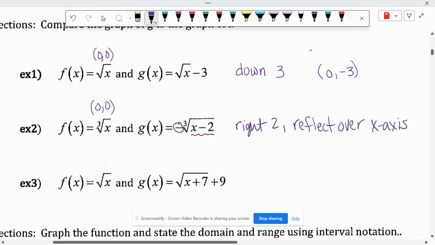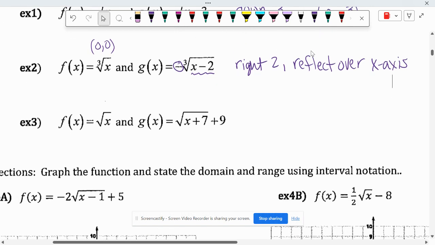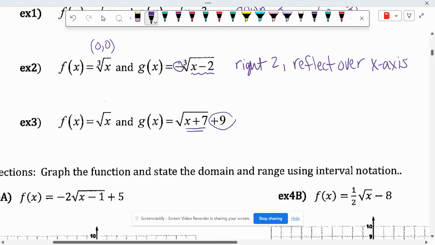Okay, what about this last one? It has 2 movements. What's happening inside the function? What's happening outside the function? Yep, left 7, up 9.